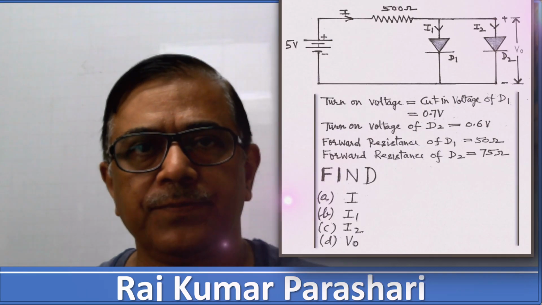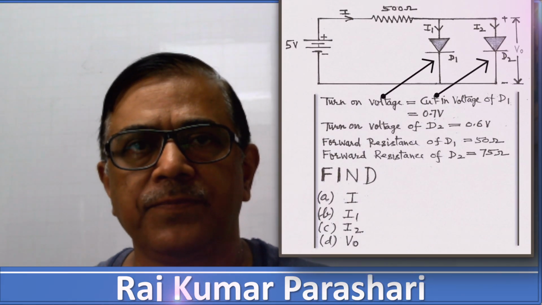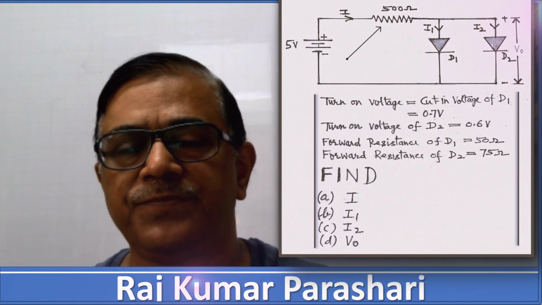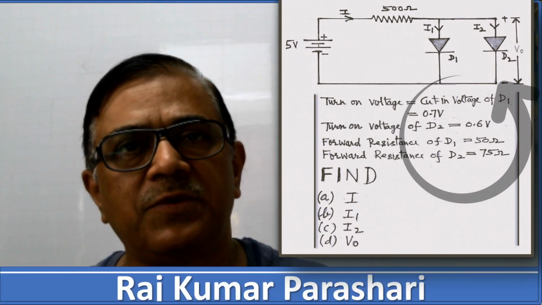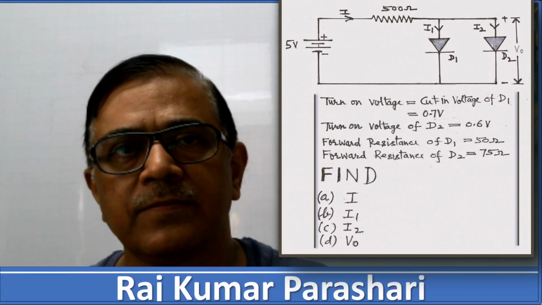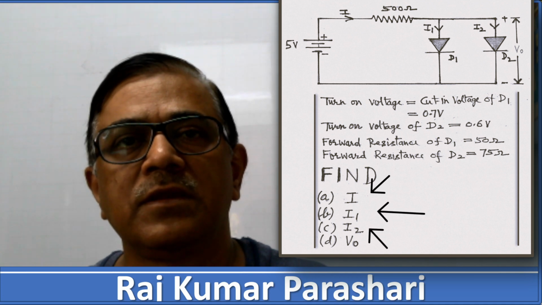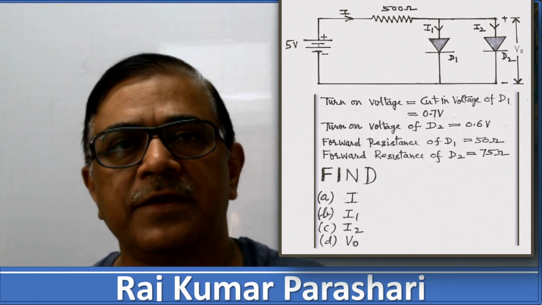Recently, I came across an interesting problem. I thought I should be sharing this problem with you. It has two diodes connected in parallel to a battery through a resistance of 500 ohm. Current voltage of both the diodes as well as forward resistances are given. And we are supposed to find I, I1, I2 and V0 as depicted in the diagram.